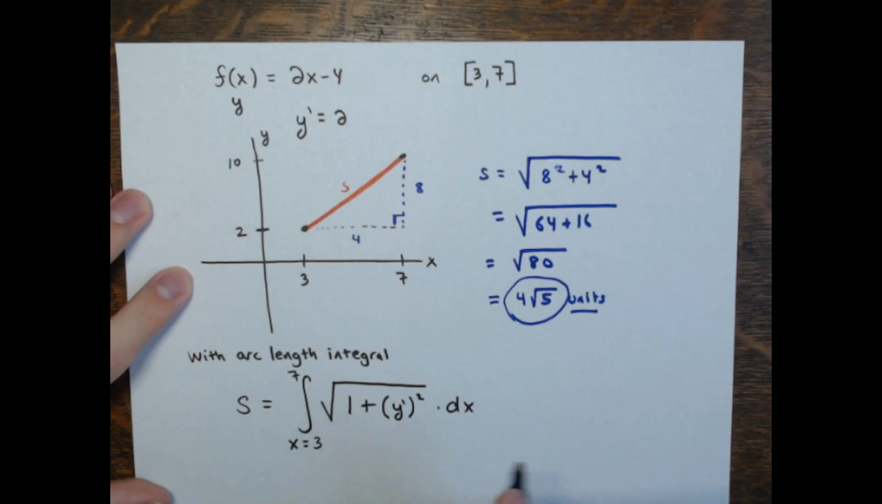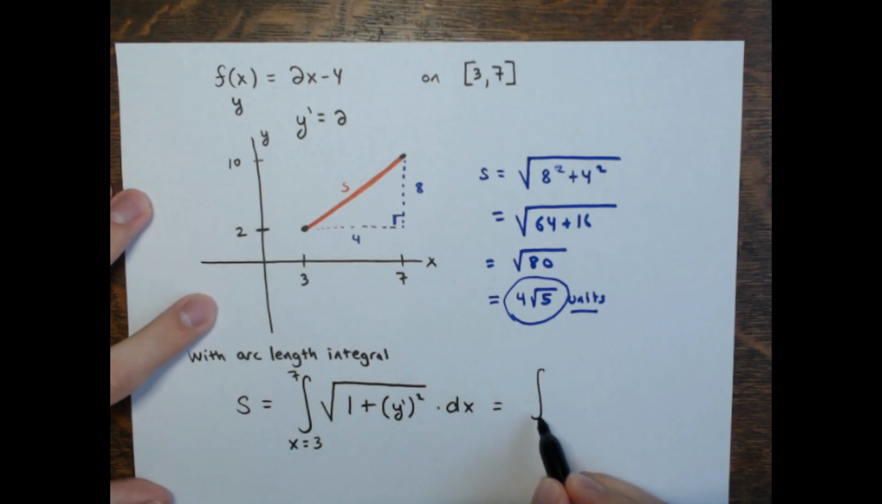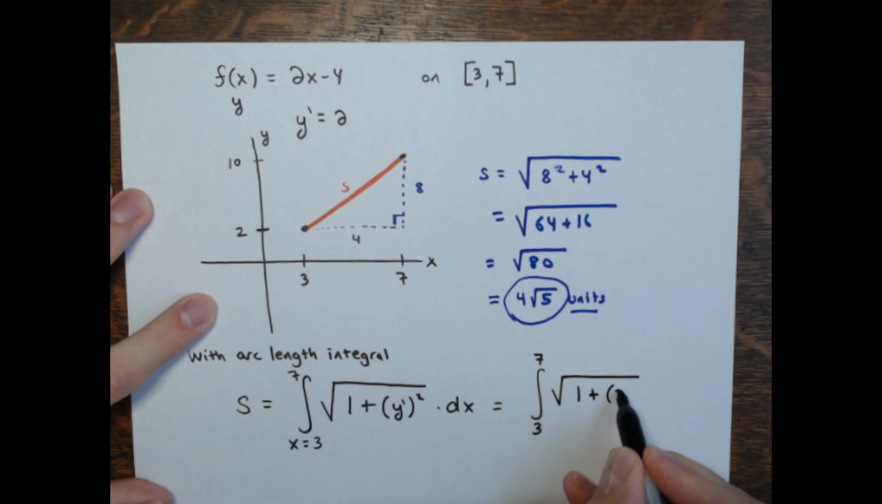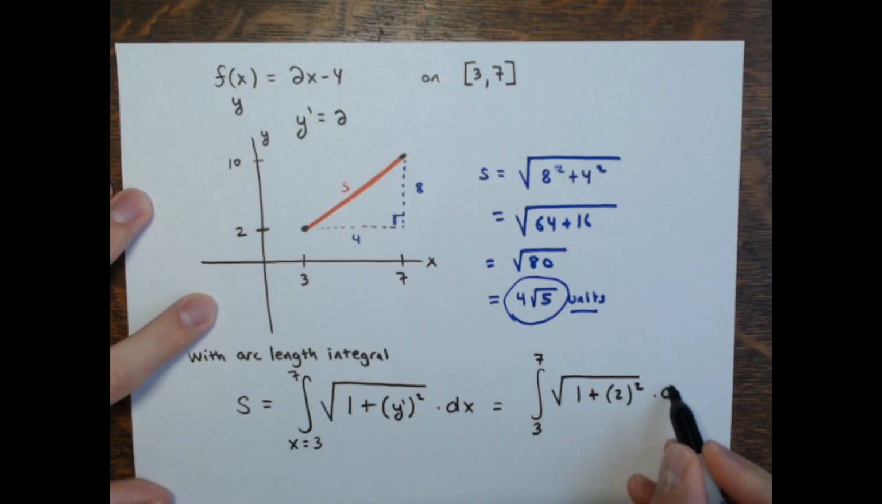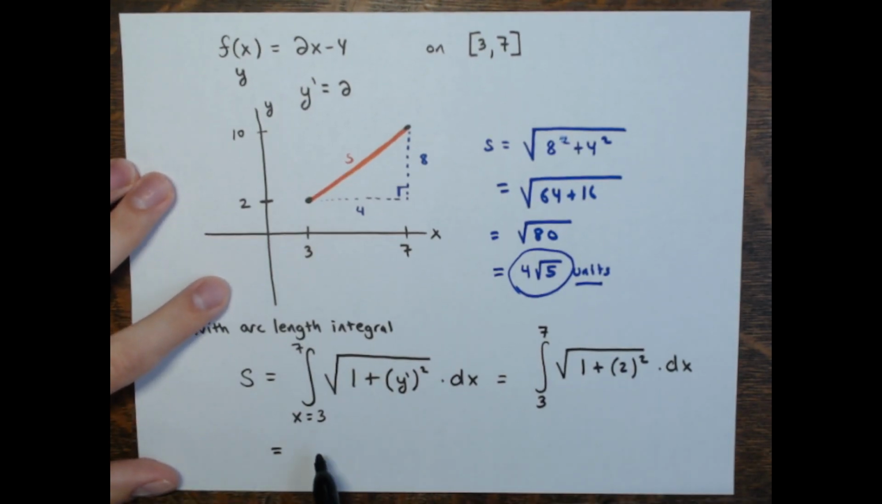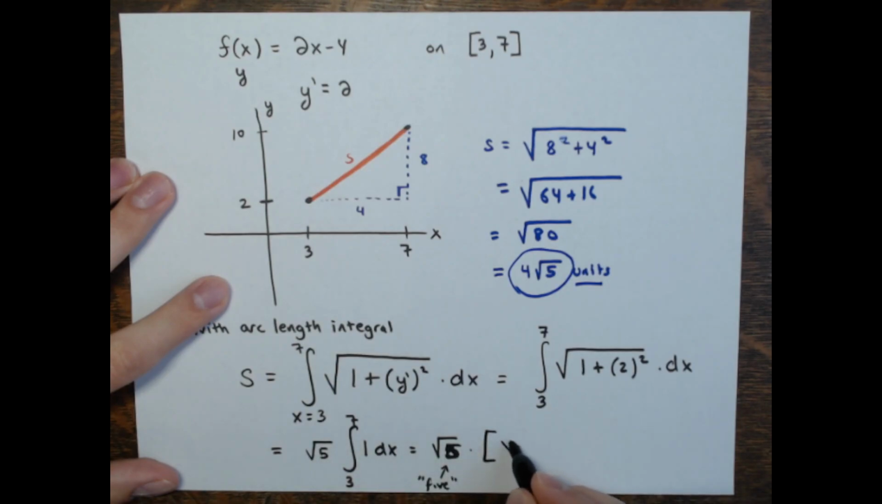So we're going to get a constant here, right? This is very simple. So it'll be the integral 3 to 7 of the square root of 1 plus 2 squared, right? Y prime is 2, and then times dx. Now 2 squared is 4, plus 1 is 5, and then the square root of 5 is a constant. The constant multiples I can pull out. That's the square root of 5, times the integral from 3 to 7 of just 1 dx, which would be the square root of 5, sorry, that's a 5, times, and then the antiderivative of 1 would just be x, right?